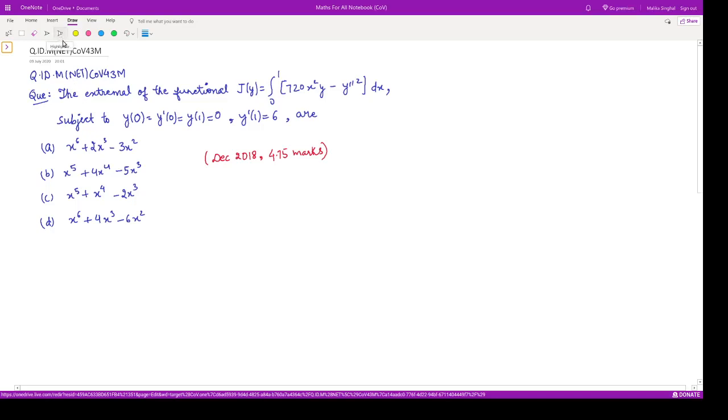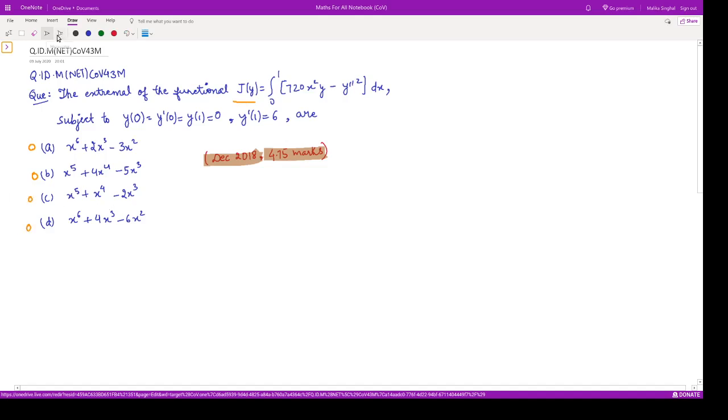Let us get started with a question from December 2018 consisting of 4.75 marks. The question is: the extremal of the functional, the integral from 0 to 1 of (720 x squared y minus (y double dash) squared) dx, subject to the given conditions y at 0 equals y dash at 0 equals y at 1 equals 0 and y dash at 1 equals 6, is which of these? So we need to tell what is the extremal corresponding to the given functional out of these 4.